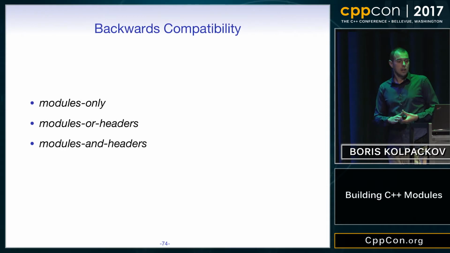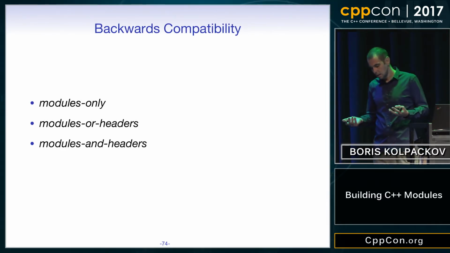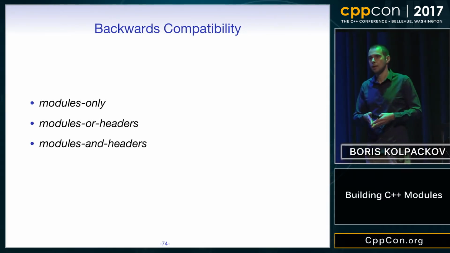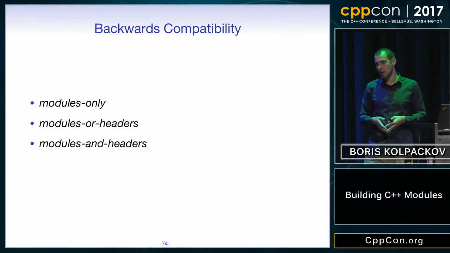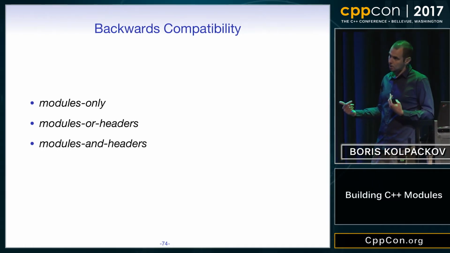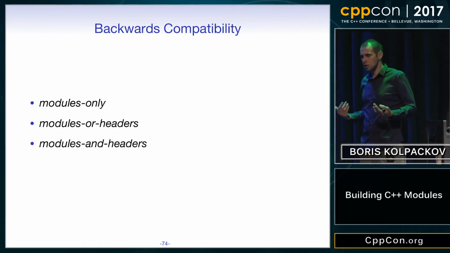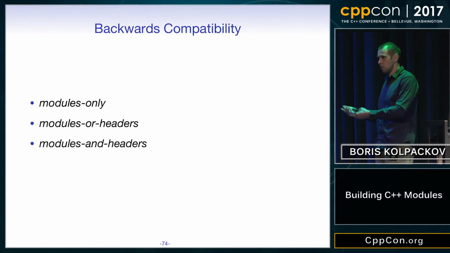Okay, let's quickly talk about providing backwards compatibility. We've identified 3 levels. So modules only, you don't provide any, you just switch to modules. Lucky you if you can do that. Modules are headers, where we support headers for backwards compatibility, but we expect our library and its consumers to be on the same page. They're both using modules or both using headers.